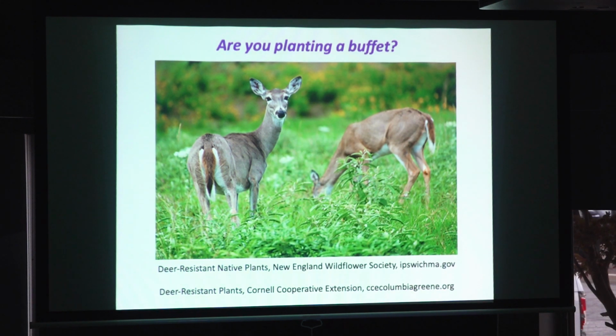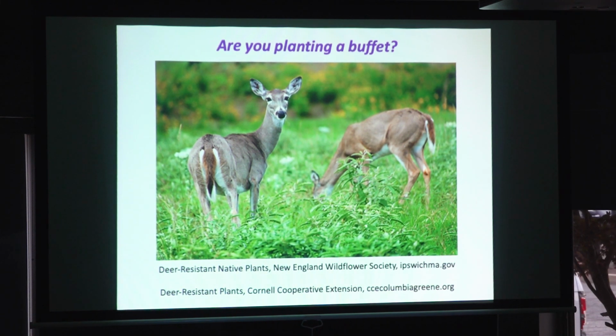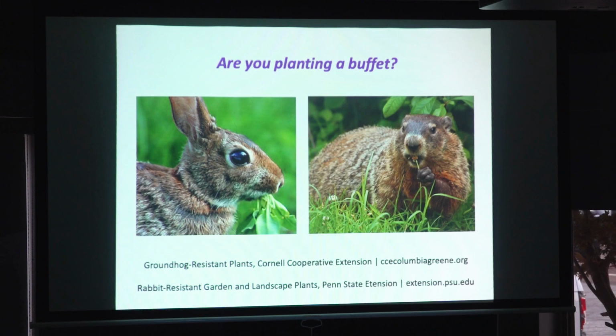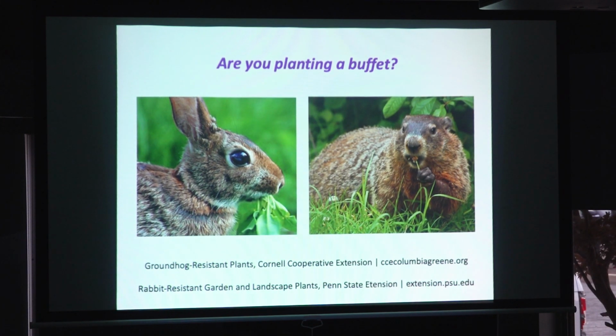Now, you might be aware that deer eat plants, so you don't want to plant things that you're intending for pollinators, and then it's gone the next day. New England Wildflower Society, ipswichma.gov is one good source I found. And then the Cornell Cooperative Extension is another, ccecolumbiagreen.org. The same website will give you information about groundhog-resistant plants. And then for rabbits, try Penn State Extension.